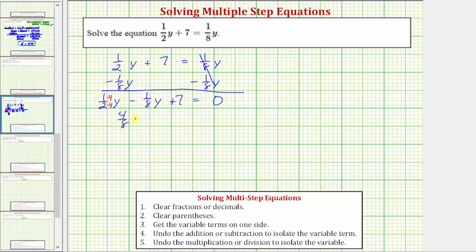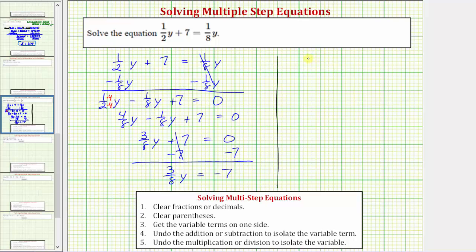So now we have 4/8 y minus 1/8 y plus 7 equals 0. And 4/8 y minus 1/8 y would be 3/8 y. So we have 3/8 y plus 7 equals 0. The next step is to isolate the y term by adding or subtracting. And therefore, to undo plus 7, the next step will be to subtract 7 on both sides of the equation. Subtracting 7 undoes the plus 7, or 7 minus 7 is equal to 0. And therefore, now we have the equation 3/8 y equals 0 minus 7 equals negative 7.